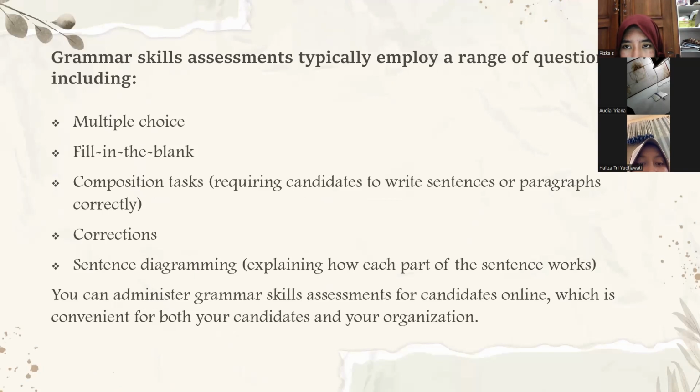Next is grammar skill assessment. It typically employs a range of questions. The first is multiple choice, the second is fill in the blank, the third is a composition task requiring candidates to write sentences or paragraphs correctly. The fourth is correction, and the last is sentence diagramming, explaining how each part of the sentence works. You can administer grammar skill assessments for candidates online, which is convenient for both your candidates and your organization. Okay, next.